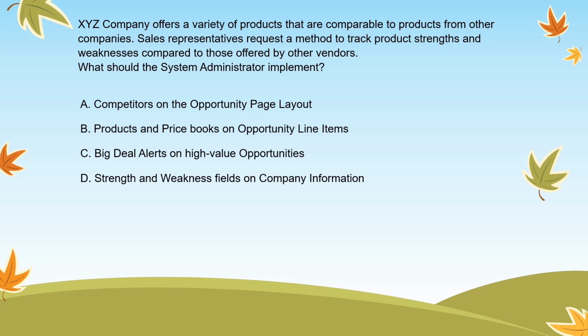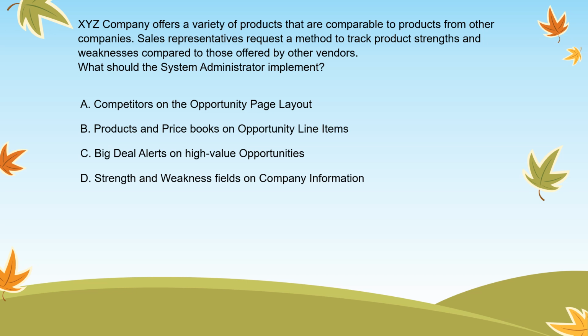So C is not going to help you. D, that's not going to help you either. B, products and price books on opportunity line items. That's not a thing. Well, it's a thing, but it's not going to help you in this. A, competitors on the opportunity page layout.